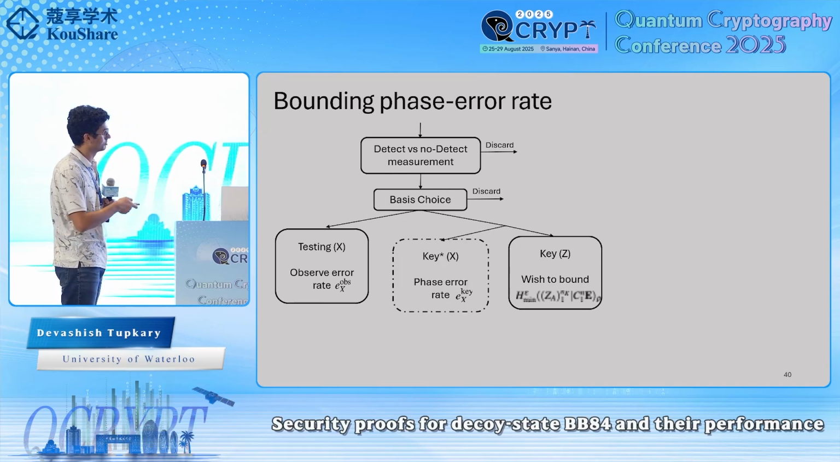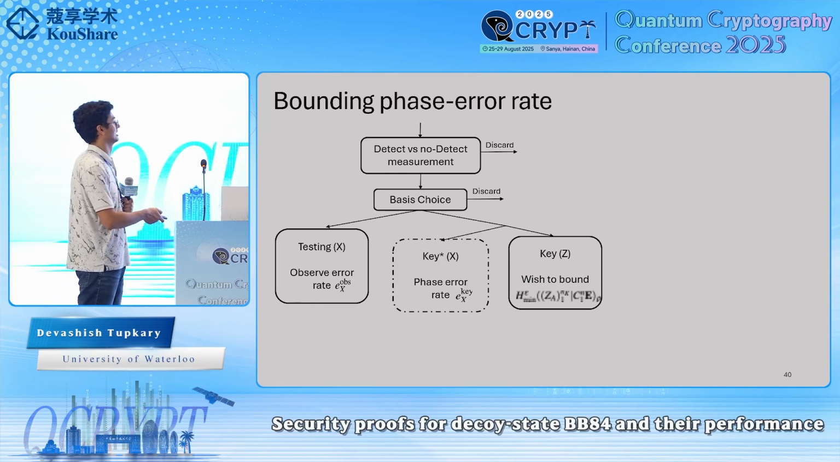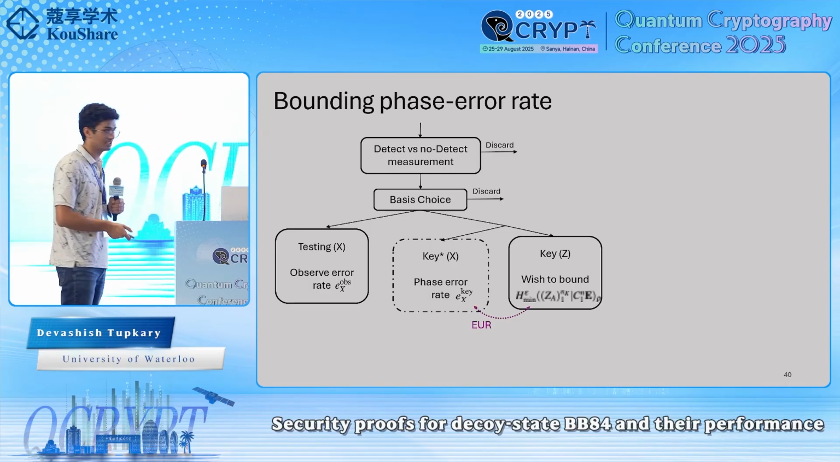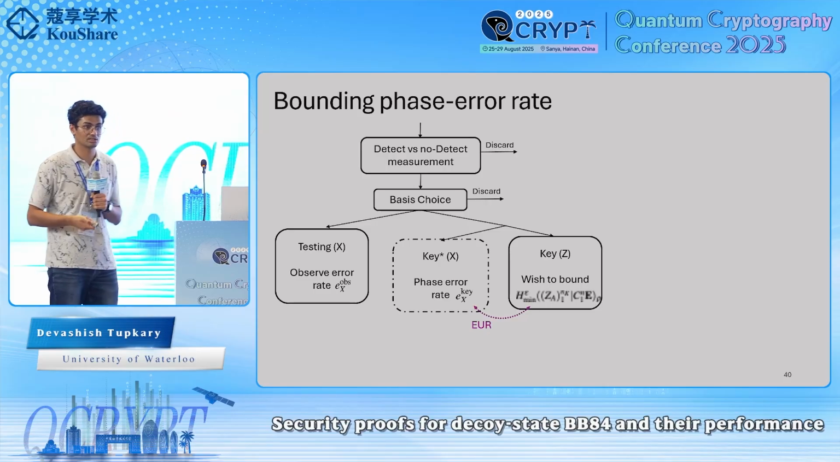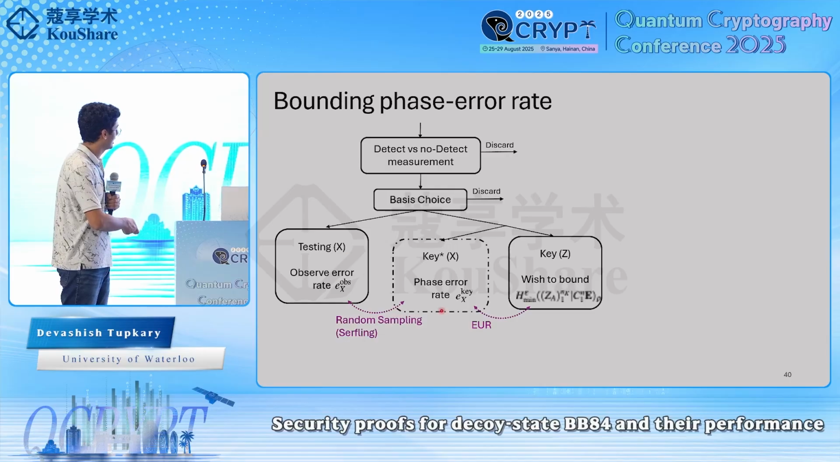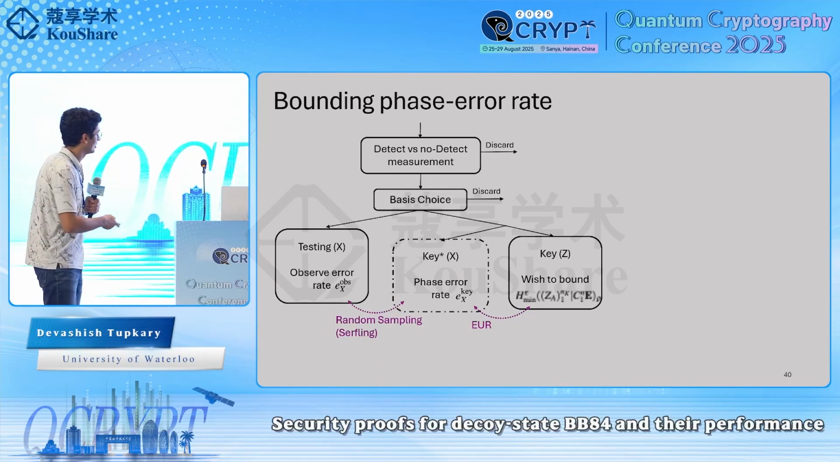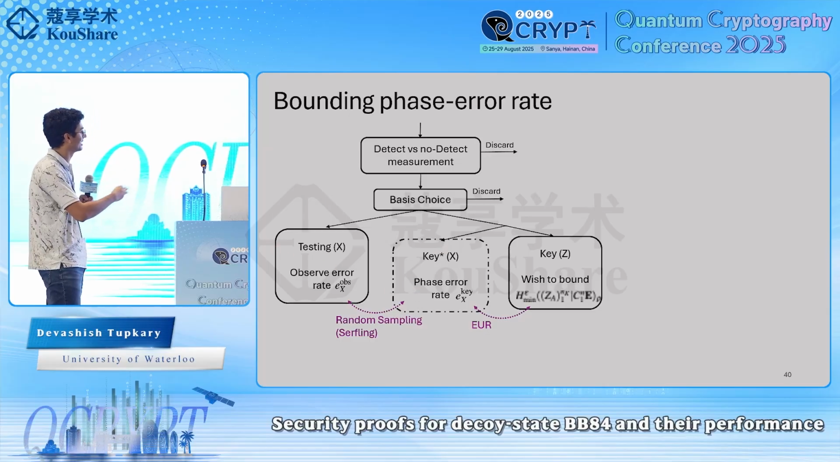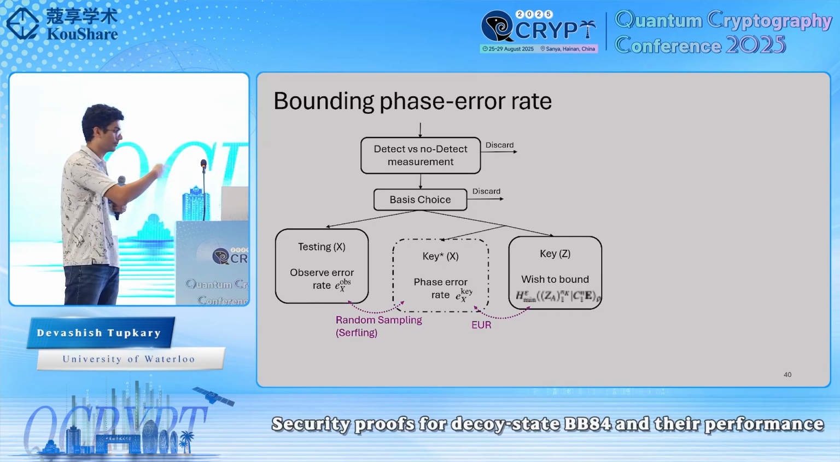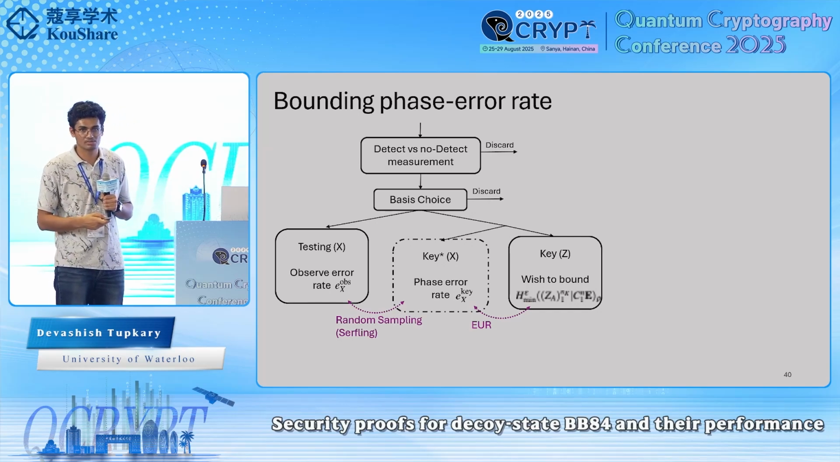And if we instead measure these rounds in the X basis, we have this phase error rate that we wish to bound, right? And this relationship follows from entropic uncertainty relations. And this connection ends up being some kind of a random sampling argument where I'm basically doing the same measurement here and here. I'm just randomly assigning some rounds to test and some rounds to key. And so some classical random sampling statements can be used.